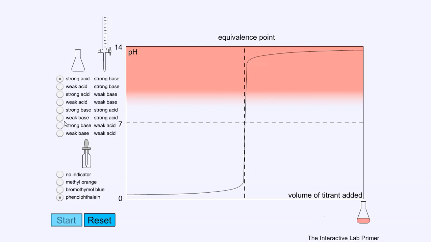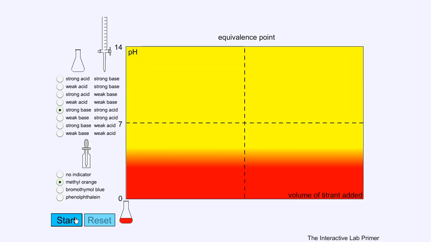Now, if we do the reverse and say we go for a strong base first, and we started off with methyl orange, so you can see there we're starting off with yellow in our flask, and as it then goes to the sudden drop, notice that change happens slightly after the equivalence point, so not perhaps as good a change, but okay, not the ideal one.